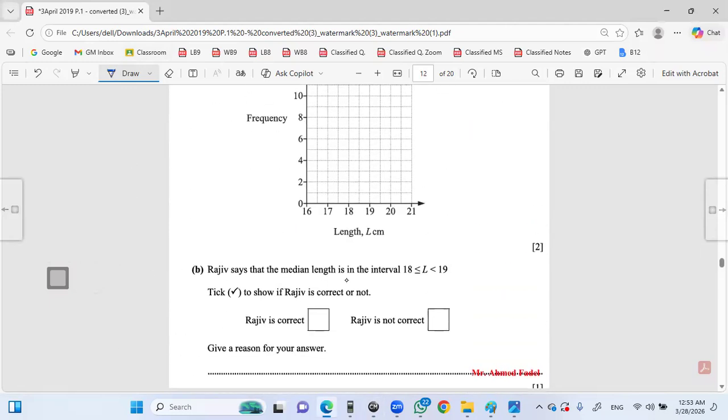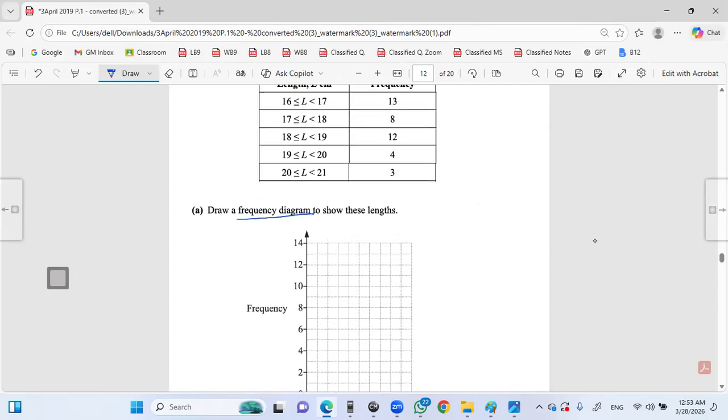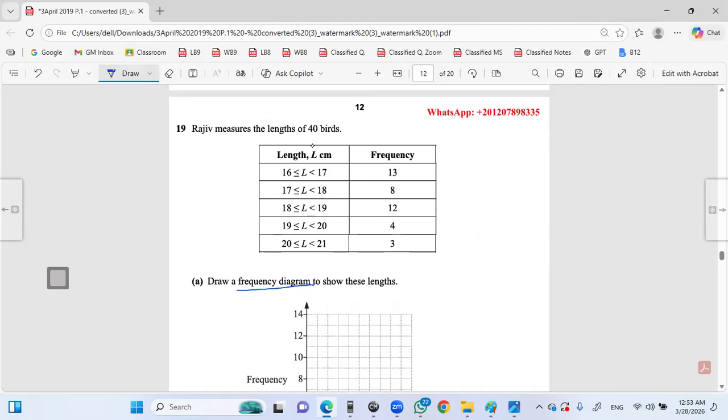Here it says to you, Rajiv says that the median length is in the interval 18-19. Tick to show if Rajiv is correct or not. How can I know that median? Well, you need to start adding the frequency. The total frequency, which is 40, is already given to you. I have to find first the position of the median. Position of the median is 40 plus 1. Oh, Mr., why is it plus 1? It's a rule. You just add 1 to find the number that is exactly in the middle. That's the median.